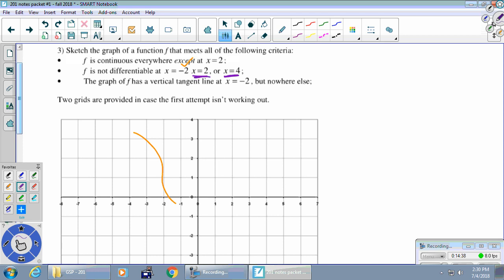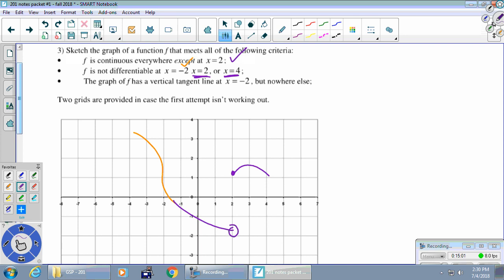So at x equals 2, it says continuous everywhere except at x equals 2. Okay, super. So then I can just continue this graph over here until I get to x equals 2. Then I'm allowed to make something that is not continuous. And as soon as I have that jump discontinuity, this function here is not continuous at x equals 2 and therefore also not differentiable at x equals 2.